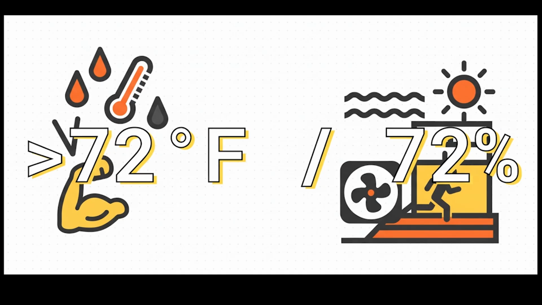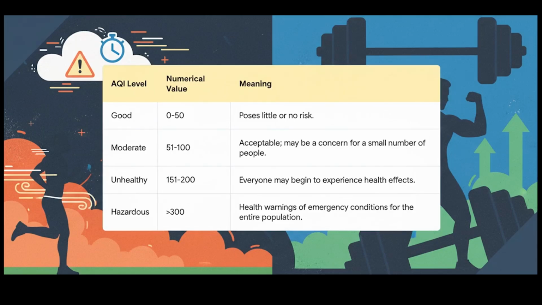Once the temperature gets above 72 degrees Fahrenheit and the humidity is over 72%, you are officially in the danger zone for heat-related illness. That is a number you absolutely need to know for the exam. And it's not just heat and humidity. Air quality is another big one, especially if you're planning on doing any testing outside.